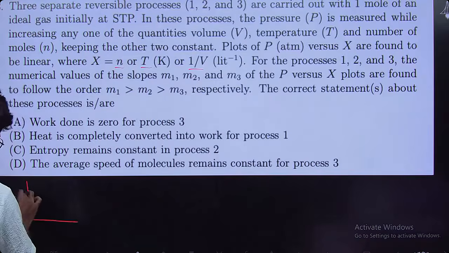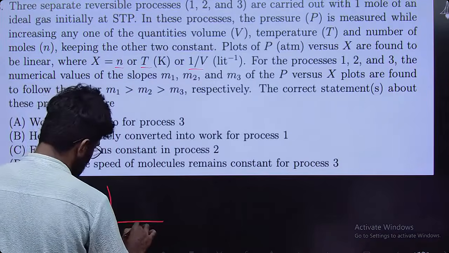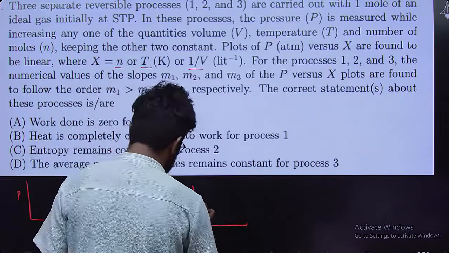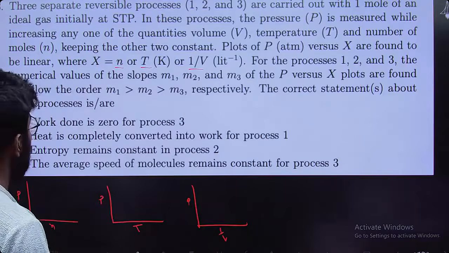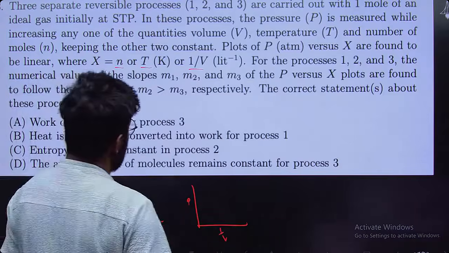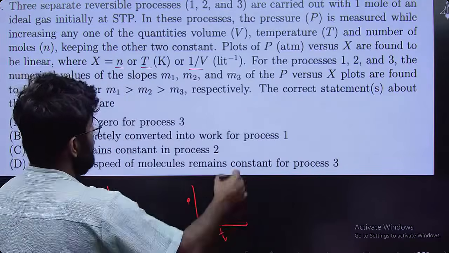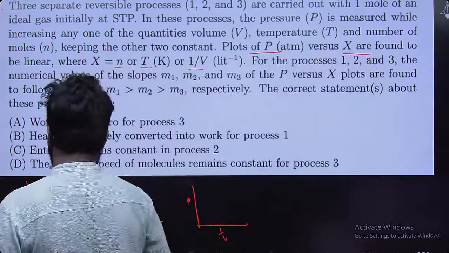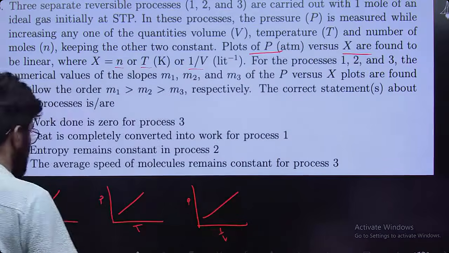You have to plot the graph between P and N, between P and T, and the variation of P and 1 upon V. For all of these three, for processes 1 to 3, the numerical values of slope, now they are saying that this plot of P versus X are found to be linear. First of all, all of them will be linear.